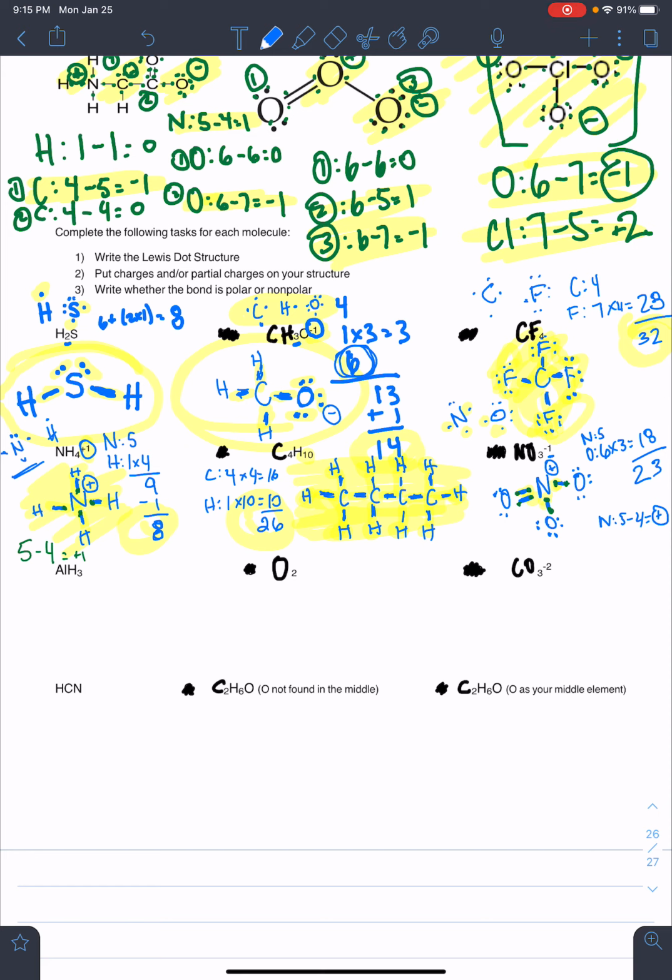Now, let's look at this oxygen on this side, okay? So that oxygen, normally oxygen wants 6. That oxygen has 2, 4, 6 around it. So 6 minus 6 equals 0.